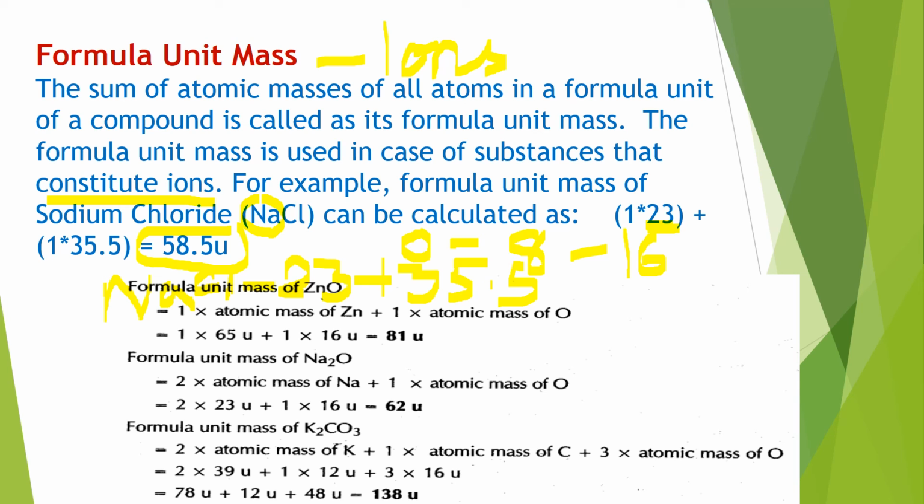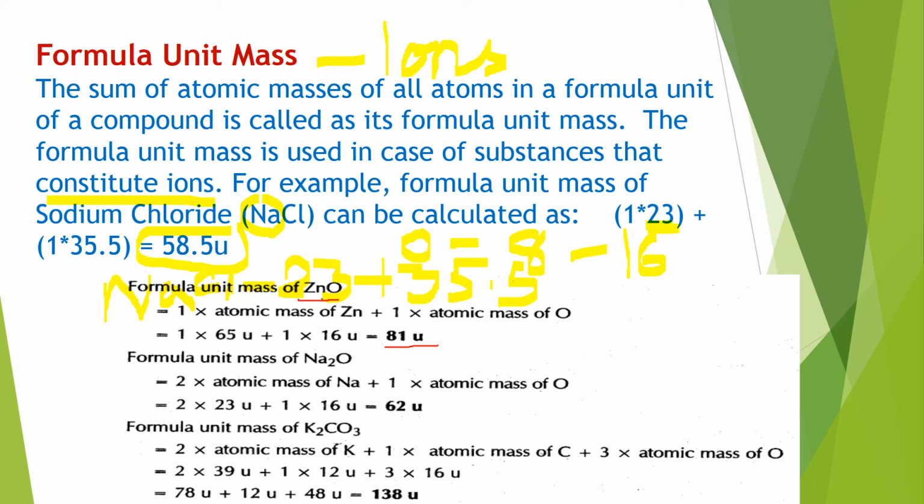This is zinc oxide, right? Zinc is 1 in number, 1 atom, oxygen 1. So 1 into atomic mass of zinc plus 1 into atomic mass of oxygen. So 1 into atomic mass of zinc, which is 65 U, plus 1 into oxygen, as you know, 16. So we are getting 81 atomic mass units.